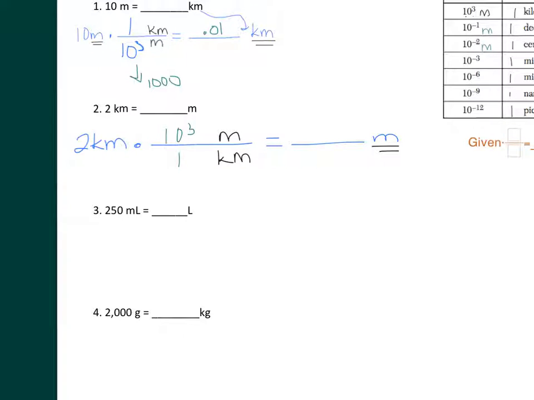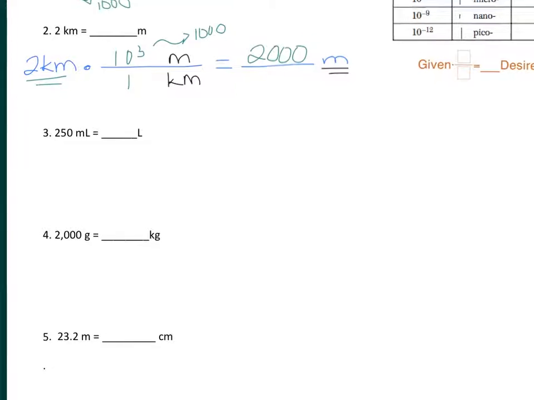And so now instead of dividing by 1,000 like I did above, I'm going 2 kilometers times, this is 1,000. So now I have 2,000 meters, which makes sense. A meter is smaller than a kilometer, so it makes sense. Check. If it doesn't make sense to you, maybe you did something wrong.